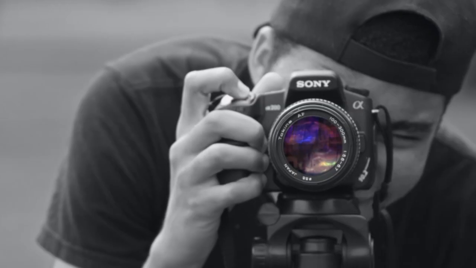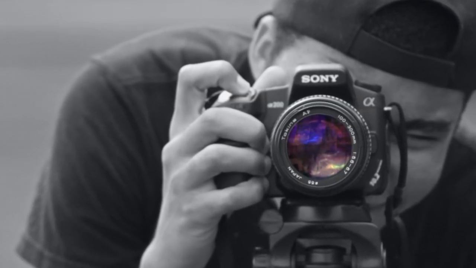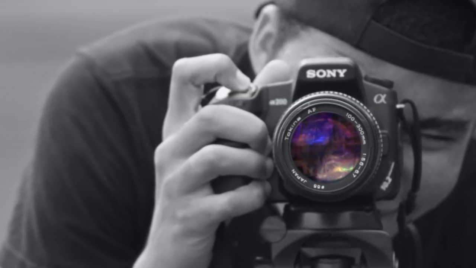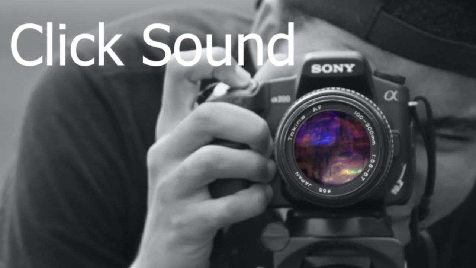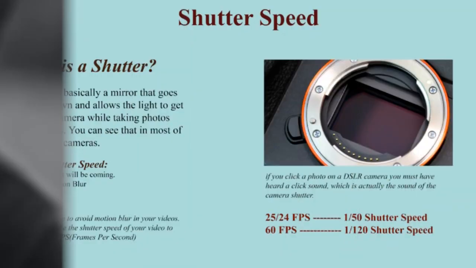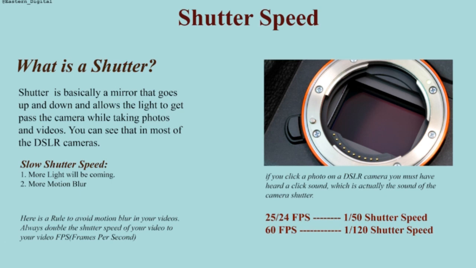If you click a photo with your DSLR camera, you must have heard a click sound while you are clicking a photo, which is actually the sound of the shutter. So let's understand how it affects light and how you can use it to control the exposure.